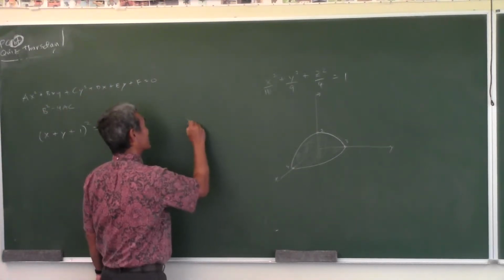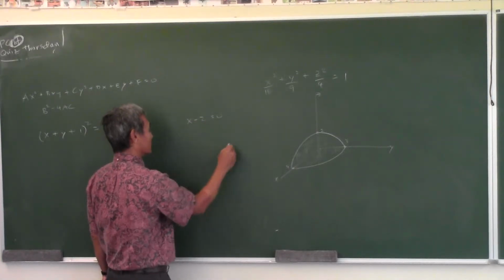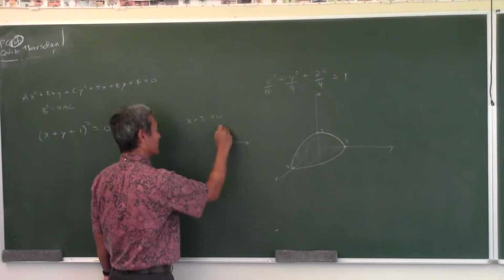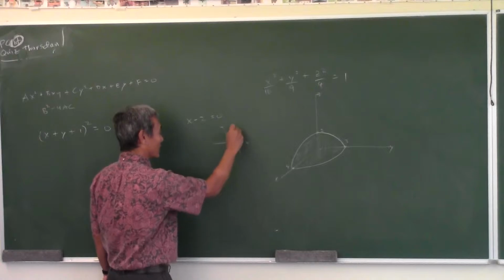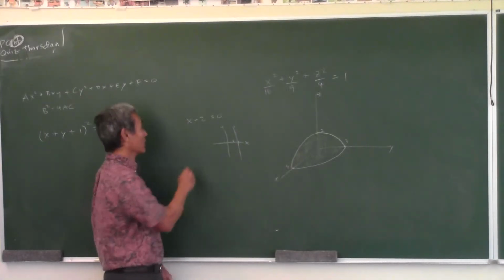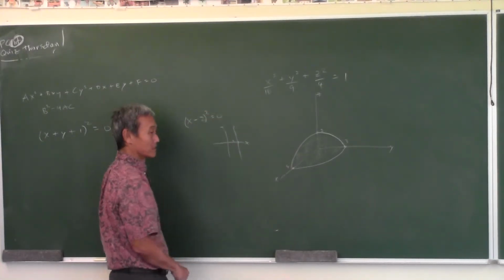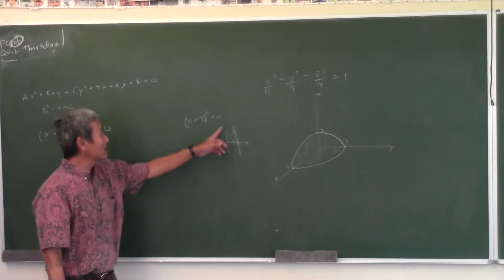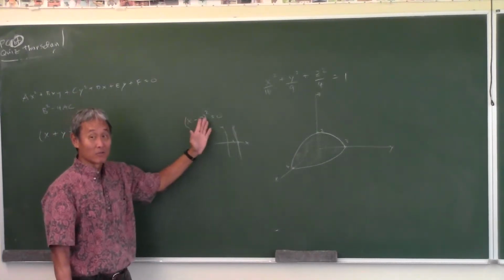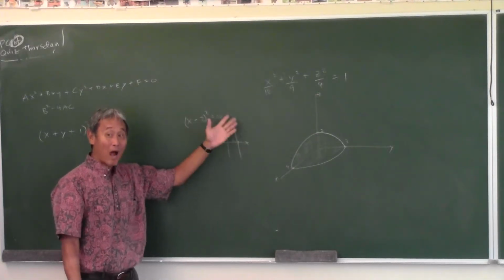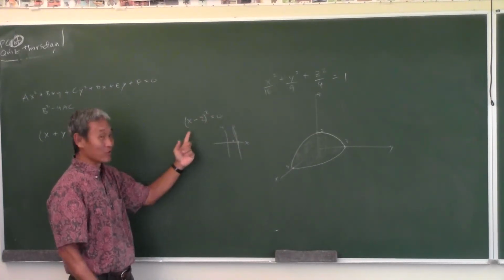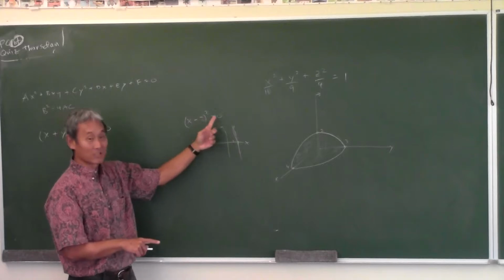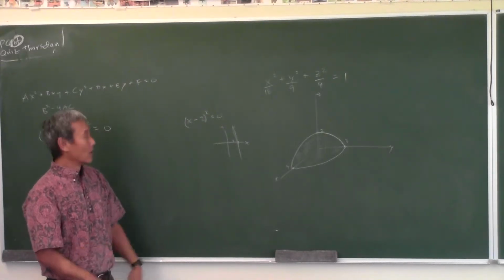Okay, what if you have this, x minus 2 equals 0? Isn't that just the line x equals 2, right here? A vertical line. What happens if I square this? Isn't it still x equals 2? This is not y equals now, this is equals 0. If it was y equals, then that would be a parabola, but this is equals 0.